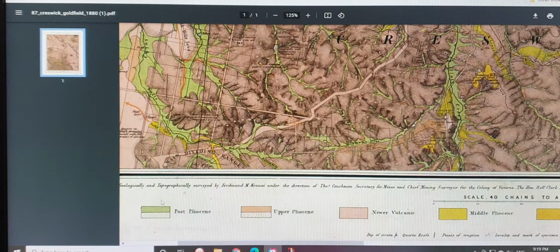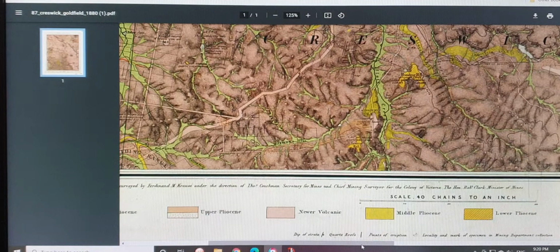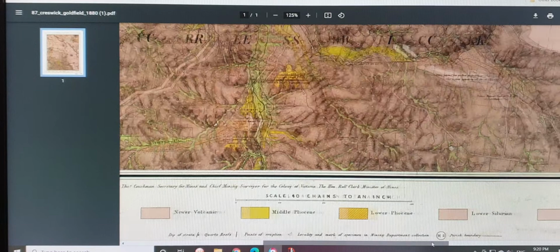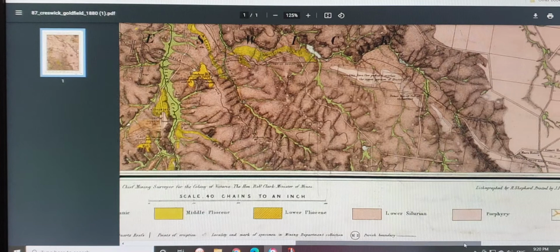geological formation. So it's got post Pliocene, upper Pliocene. And if you look on the map, it's a bit hard to tell, so that might be upper Pliocene there. And then you got newer volcanic, so that's basalt. Then we have more Pliocene. So this is, as you can see, alluding to alluvial formation, so just eroded rock. And most likely it is the eroded Lower Silurian. Well, it actually is. And the Lower Silurian is sandstone, most likely.